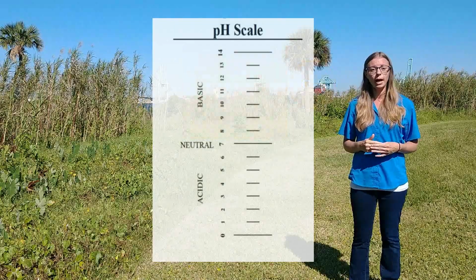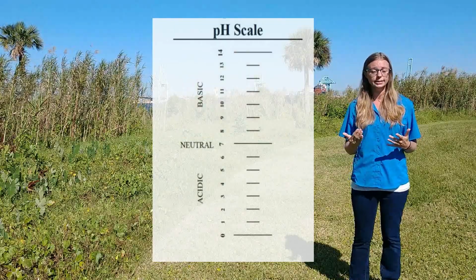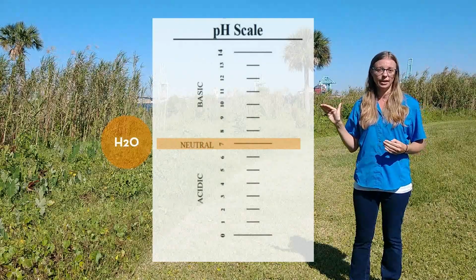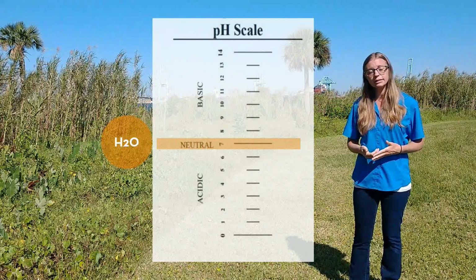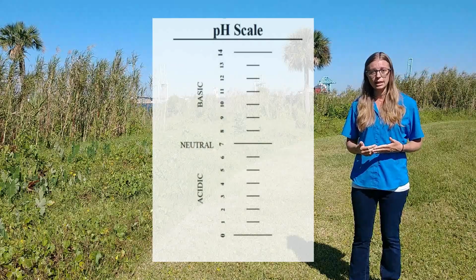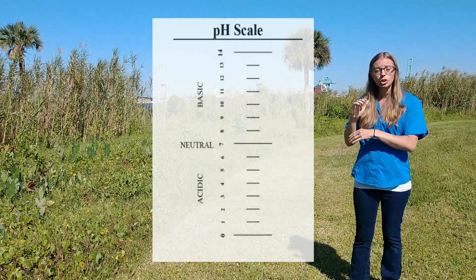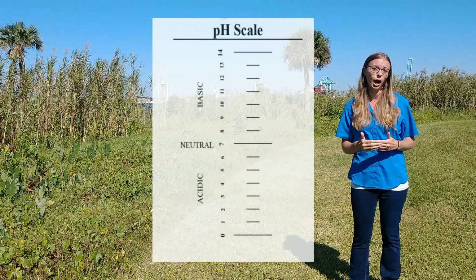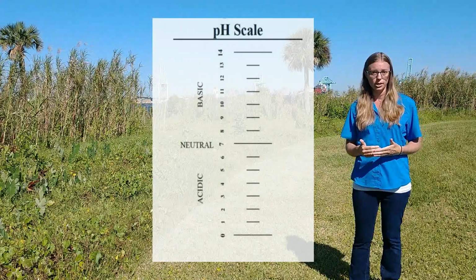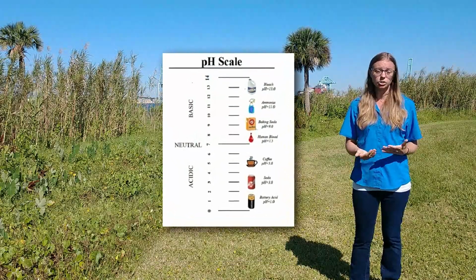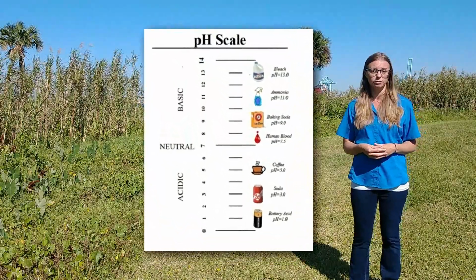When you have equal amounts of hydrogen ions and hydroxide ions, or pure water, you're going to be at a pH of 7. The scale is logarithmic, meaning that as you move away from 7 to the extremes, you're going to have 10 times more ions than the number before it. Let's look at some everyday examples around your house to put the pH scale into perspective.